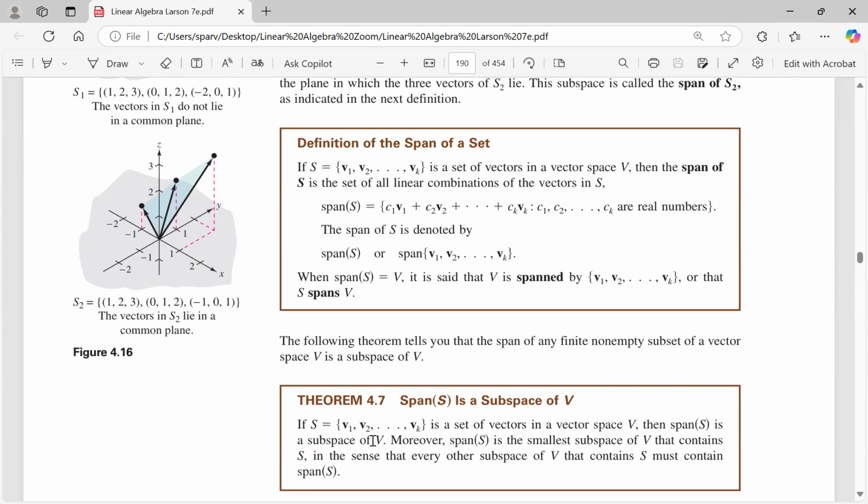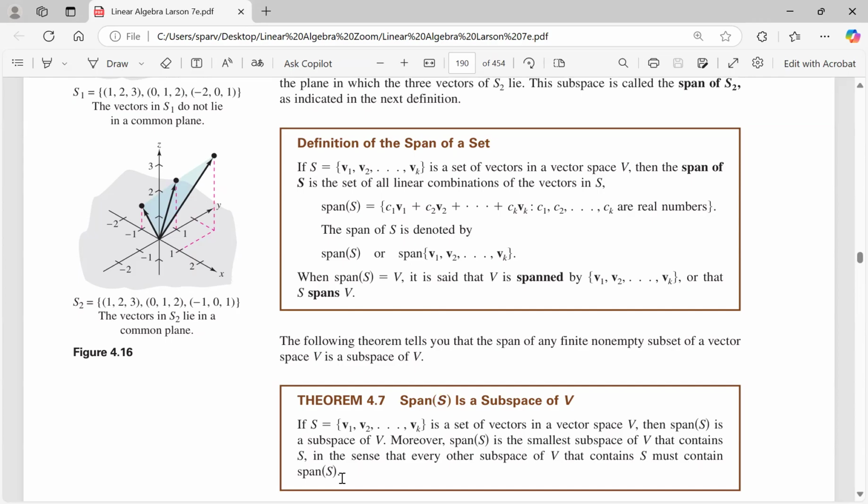Then the theorem says that this is a subset. Okay, now this is interesting. The moreover part says the span S is the smallest subspace that contains S. In a sense, every other subspace must contain S. In other words, the span of S is unique.